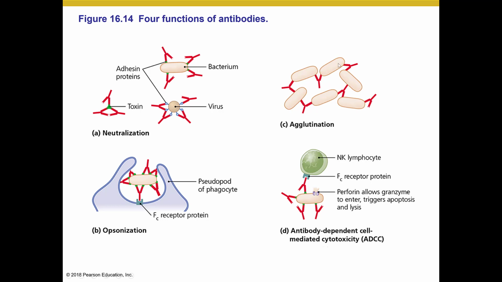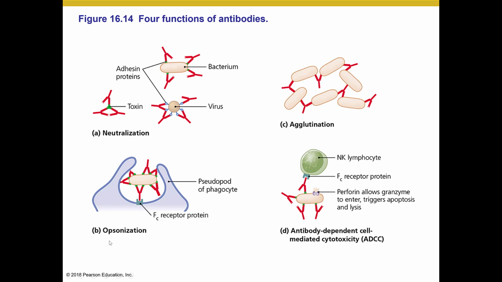And that's another way of, when you cause clumping of the bacteria, you're preventing the bacteria from invading other tissues, and also in some ways making it a little bit easier for phagocytes to find the bacteria, because now you have this big clump of bacteria.